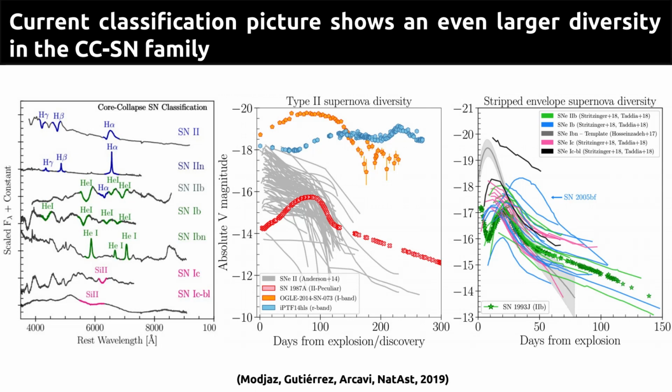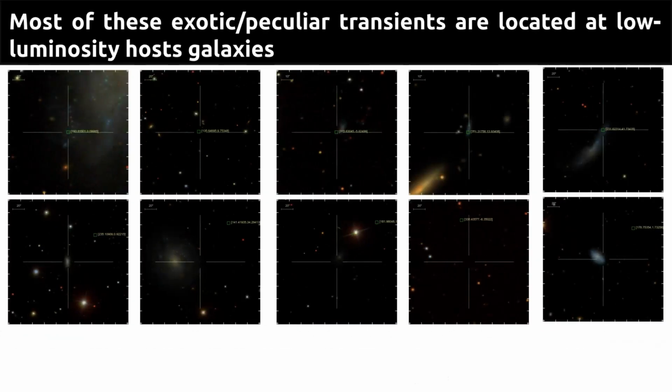So we want to understand what is happening. As a part of the ePESSTO collaboration, a collaboration in Europe using the facilities in Chile, I started the follow-up of hydrogen-rich supernovae in low-luminosity hosts. Why? Because I realized that in these environments are these kinds of extreme and peculiar objects. Here you can see some of the galaxies that we have for these objects. And all these observations started in the south.